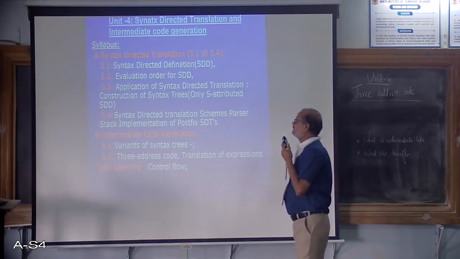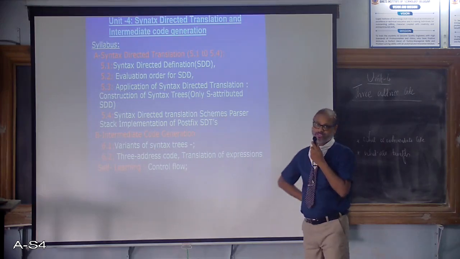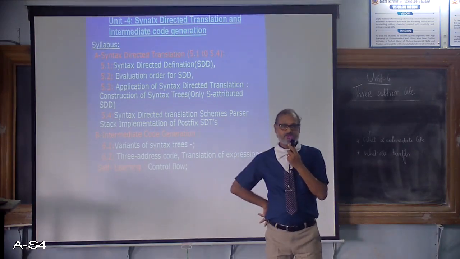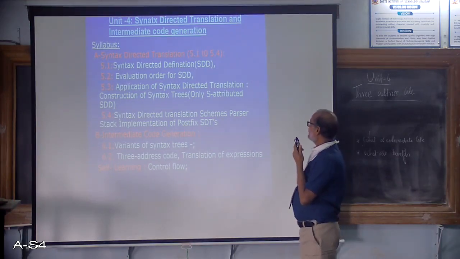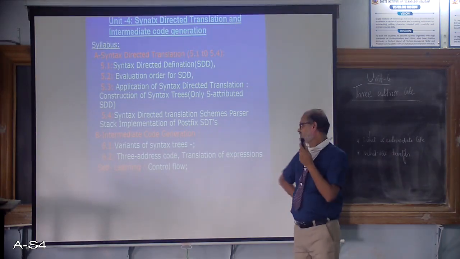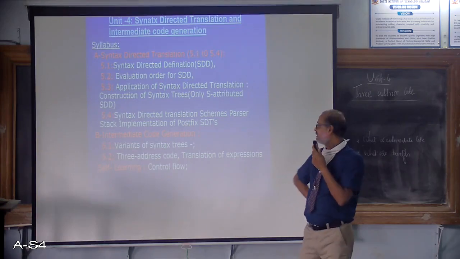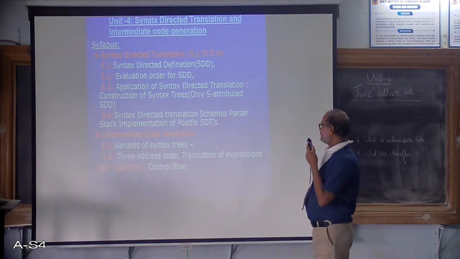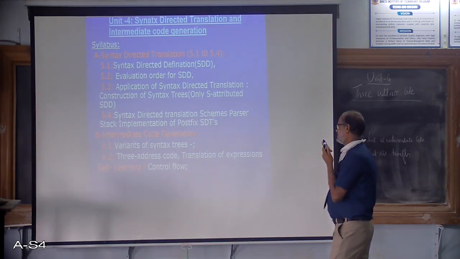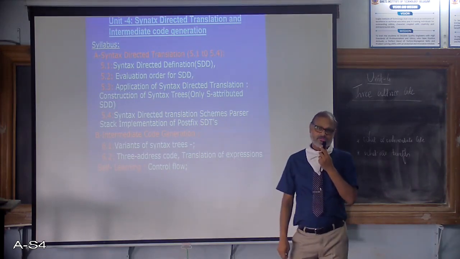As you can see here, Unit 4 is syntax-directed translation and intermediate code generation. It has two components. One is syntax-directed translation, where we'll be studying the definition, the evaluation order, the application of syntax-directed translation, construction of syntax tree, and so on. In the second part, part B, we'll be studying intermediate code generation, which includes variants of syntax tree, three address code, and translation of expression. And in this unit, you have a self-learning component, control flow.